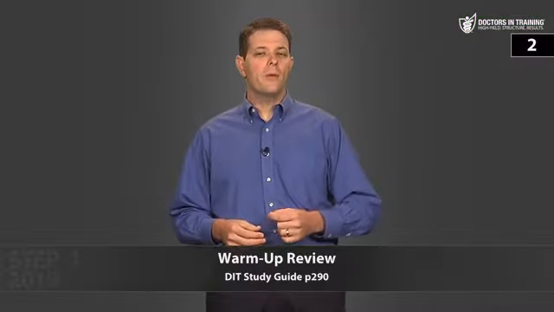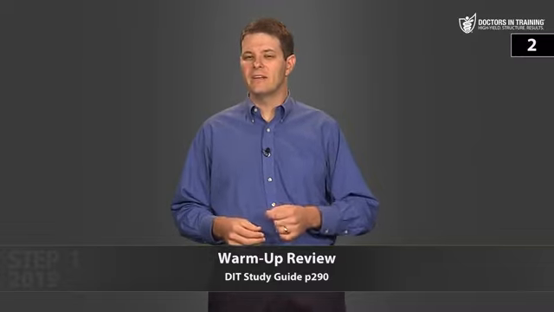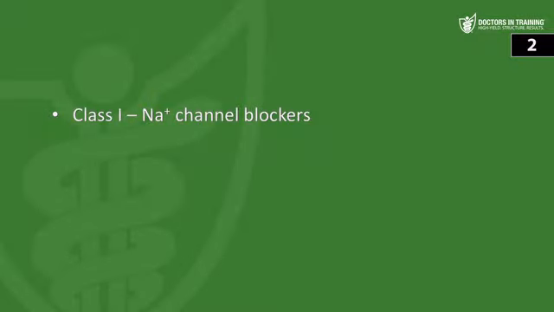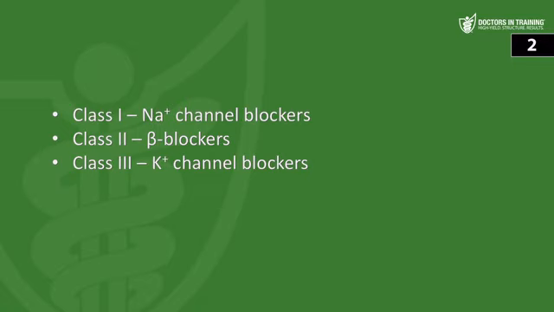Next, what are the primary mechanisms of action of the different classes of antiarrhythmics? So the mnemonic is no bad boy keeps clean. So class 1 is sodium channel blockers, class 2 is beta blockers, class 3 is potassium channel blockers, and class 4 is calcium channel blockers.